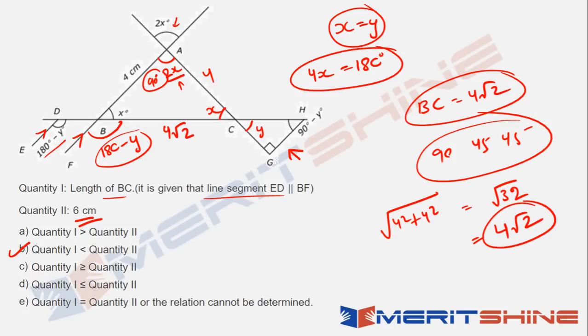You know the value 4 root 2. Root 2 is around 1.4, so it's not going to cross 6 centimeter. An easy question, I would say. Everybody had to do it. Some knowledge of geometry, nothing much needed over here.